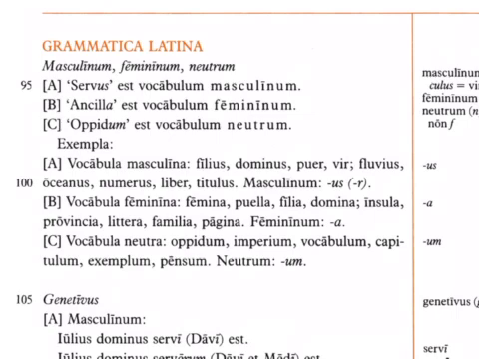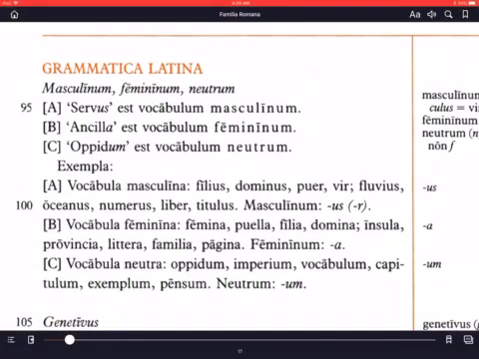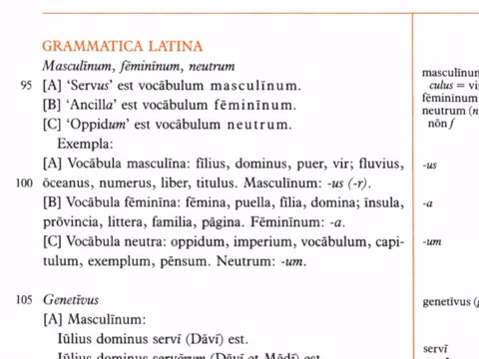Okay, and then our third example here, oppidum est vocabulum neutrum. Oppidum is a neuter word. Notice oppidum ends with a um ending, just like vocabulum, because vocabulum itself is a neuter word. Notice masculinum, femininum, and neutrum all end with um here, because they're describing vocabulum, which is a neuter word. If I wanted to say servus is masculine, I would probably just say servus est masculinus, right? Because servus itself is a masculine word, so I'd have to change masculinum to us.